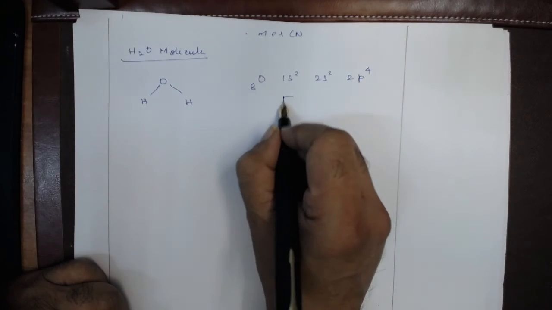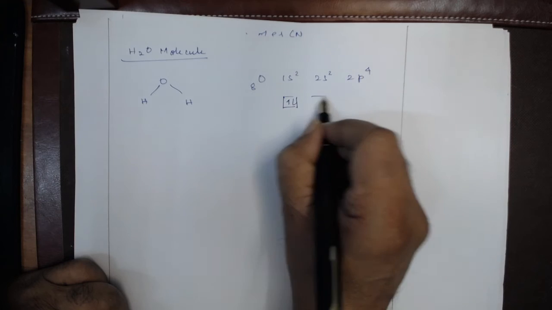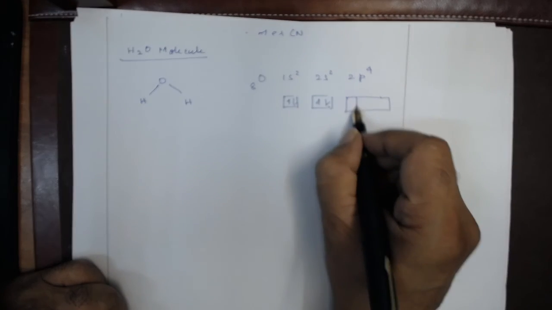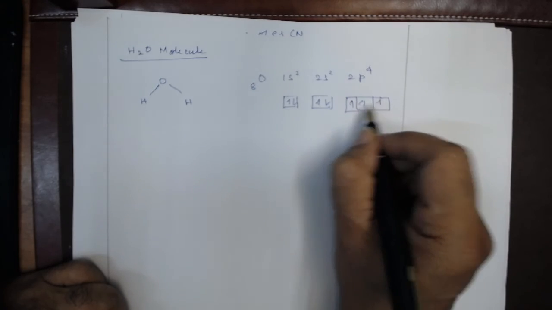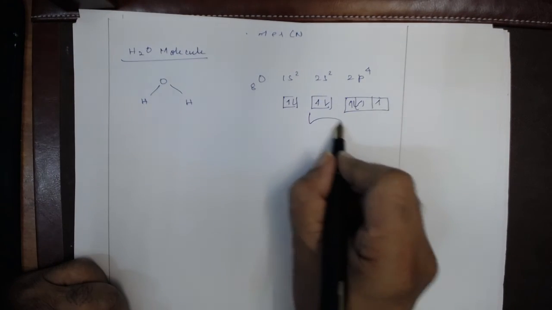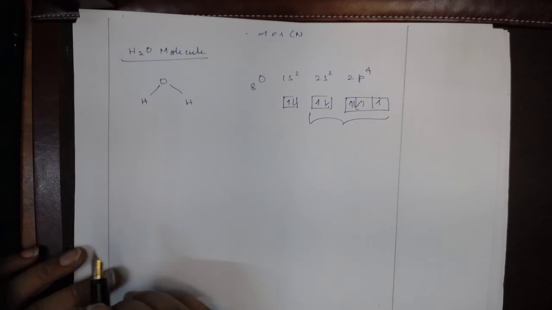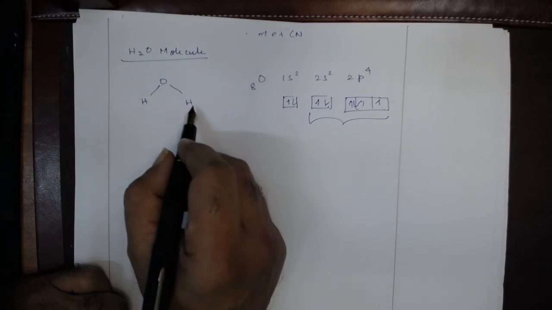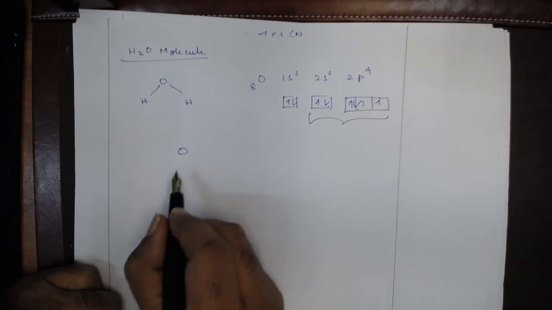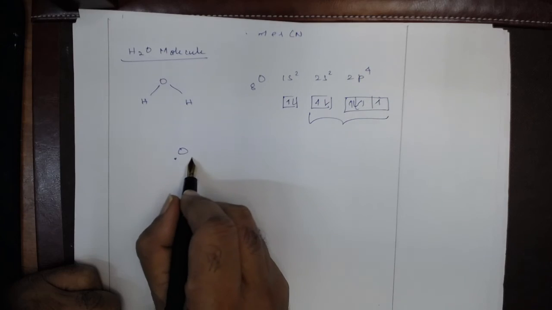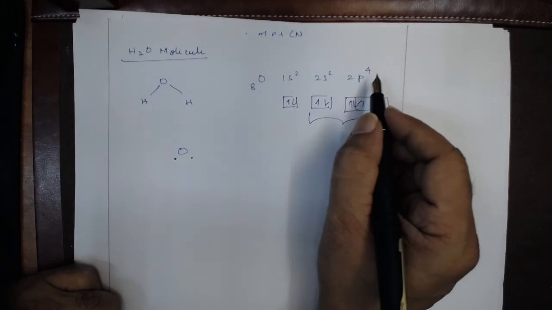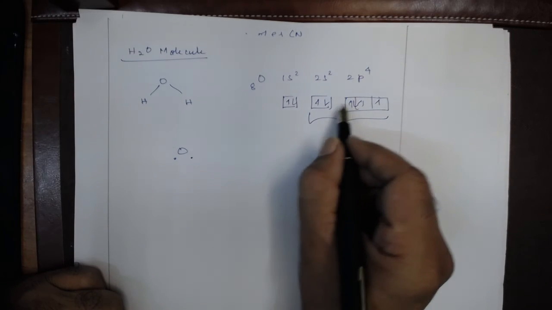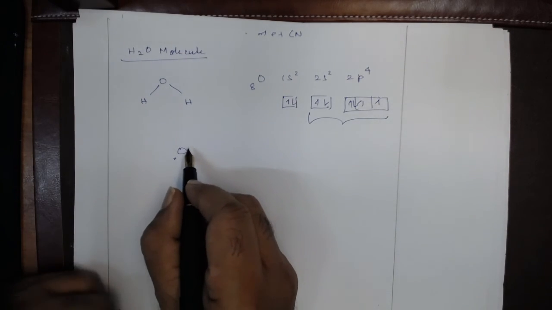What about the box model? 1s2 box model, and this is 2s2, and this is 2p4. 1, 2, 3, 4. So it means we have 6 electrons. We have to account for 6 electrons. 2 electrons are bound with the hydrogen. So oxygen is there. 2 electrons are bound, and the remaining 2, is it not? We have got 2 sets of electrons. Okay. And 2 pairs unpaired, lone pair of electrons.